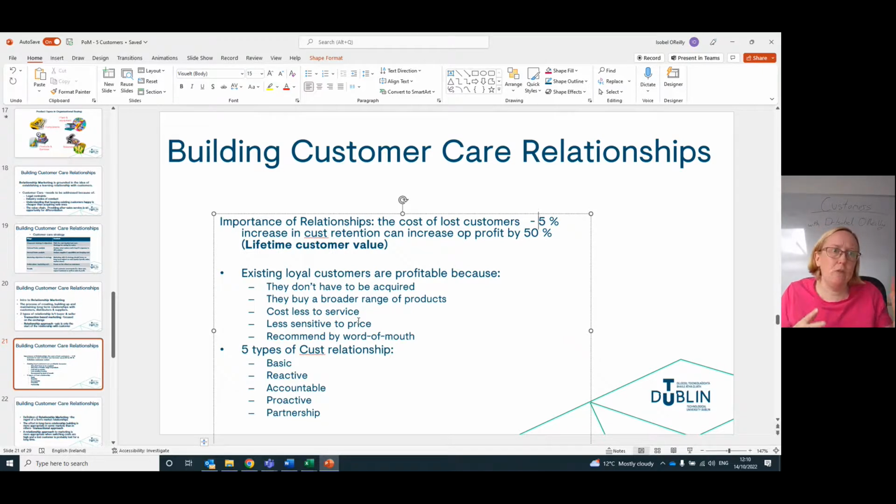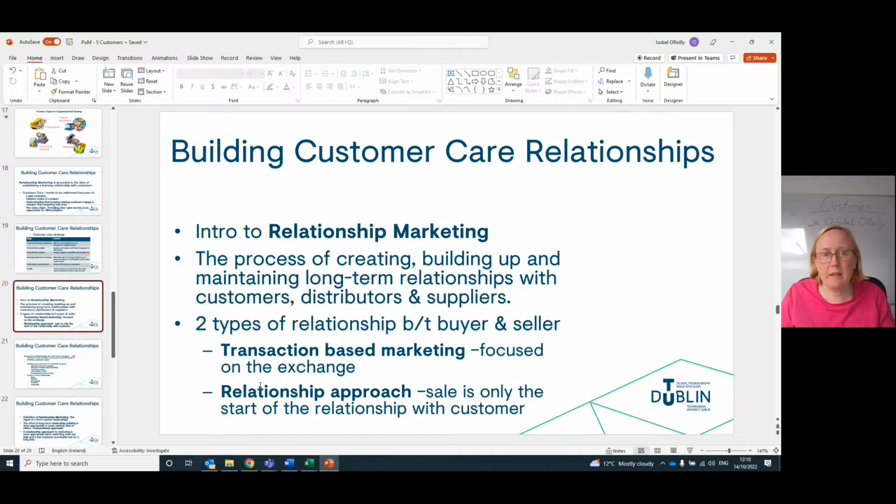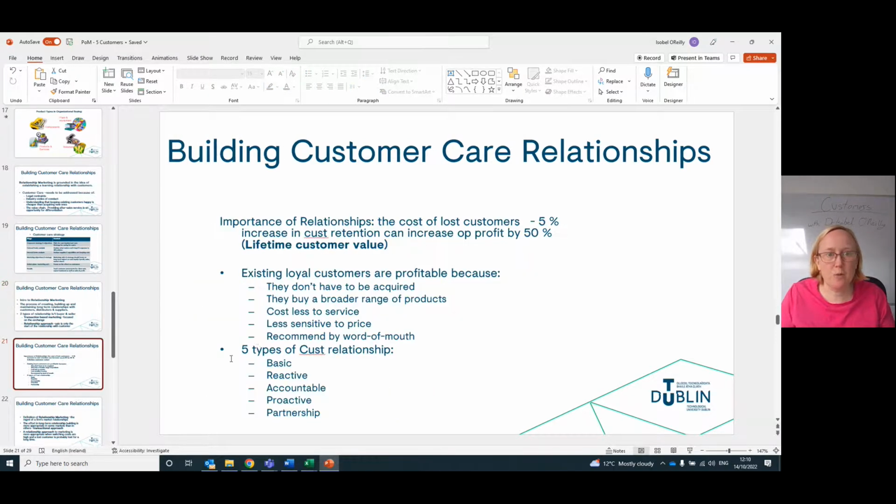And again, we talked about a sliding scale in the previous slide between transactional based marketing and the relationship approach. So here are some more points on that scale. So we start with a basic. So again, it's just toothpaste. Nobody wants to talk about it. Dog food. Hand over money, give me the bag of dog food. Reactive, accountable, proactive, and then partnership.